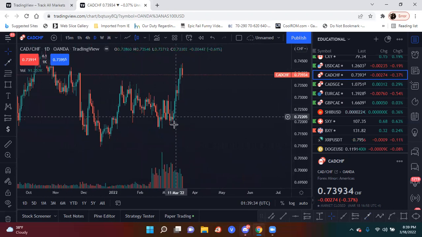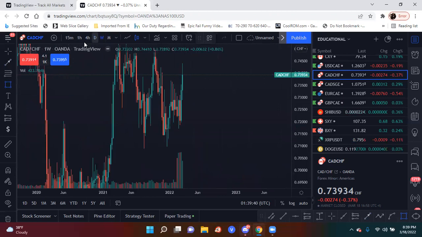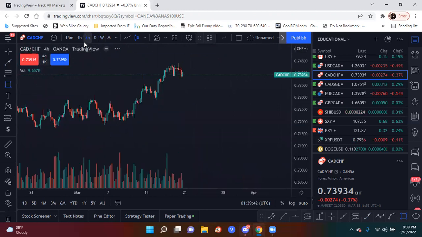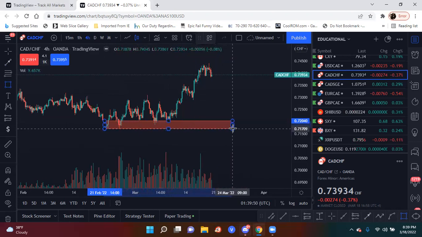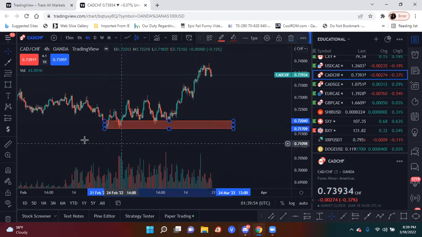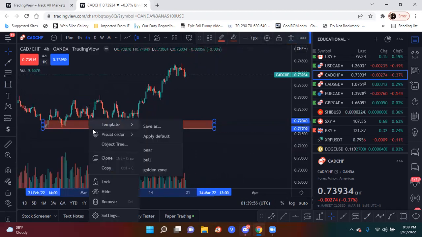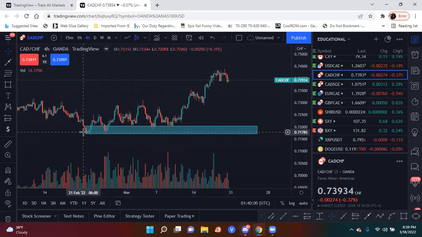Look at the demand. Look at this right here. The origin of this move, I think it's more of a, oh yeah, it's an H4. So here you go, training your eye to look for these zones. The origin of this push came from that red candle. And this is a stronger zone.